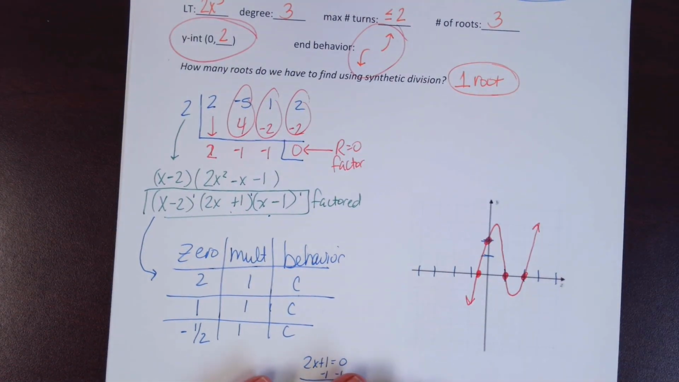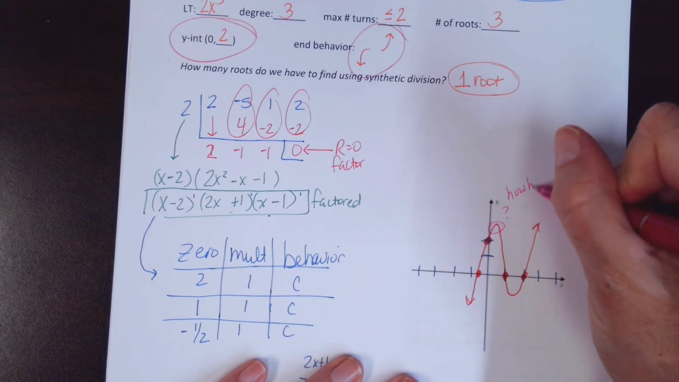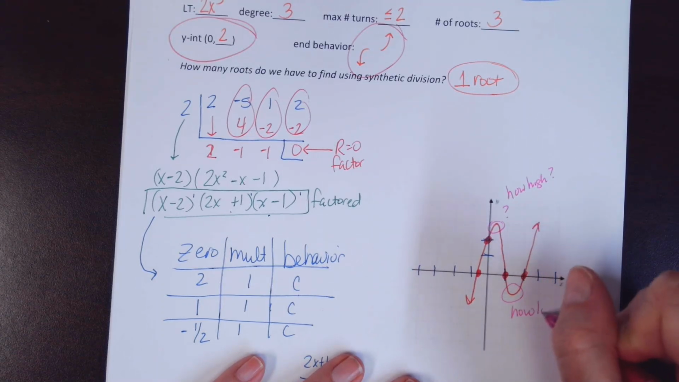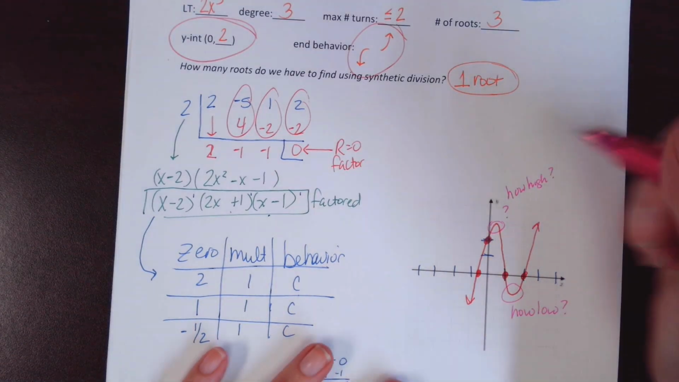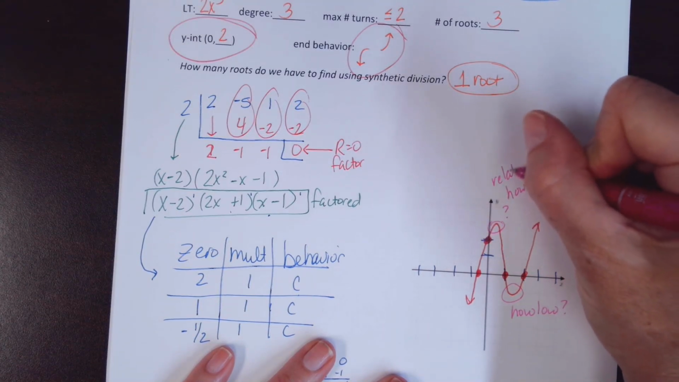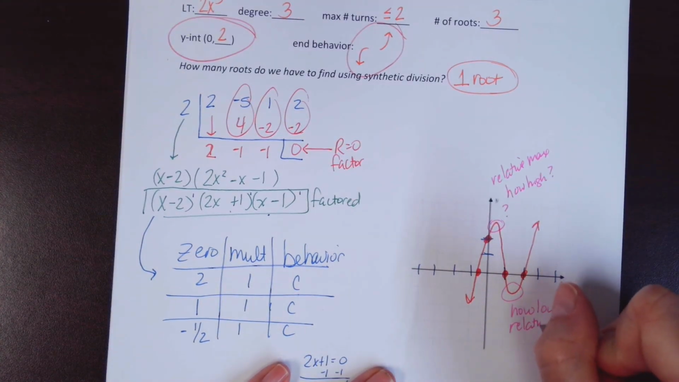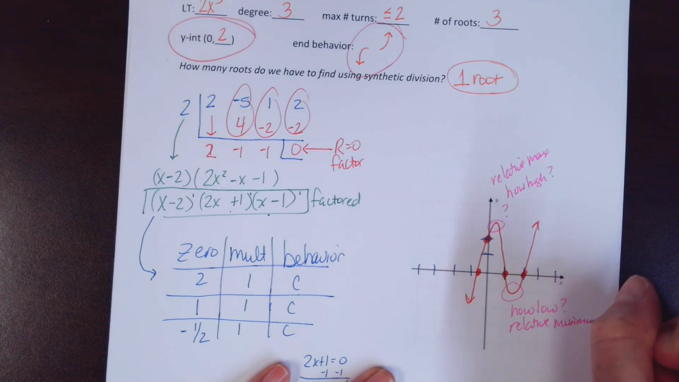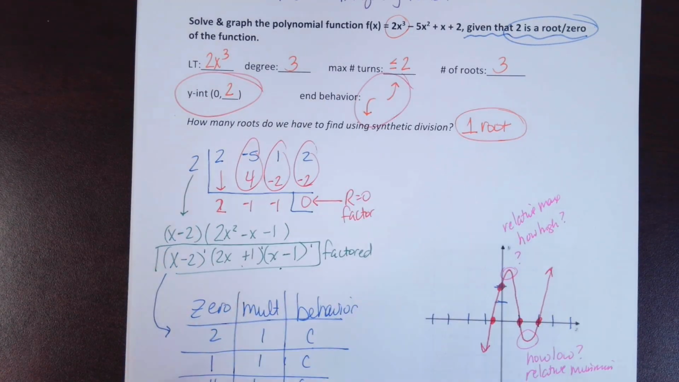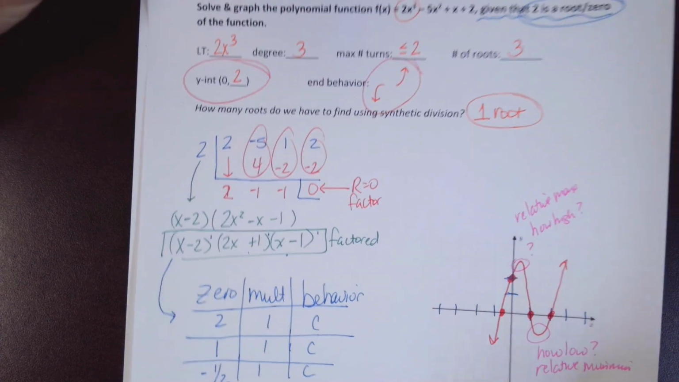What do I know and not know? I know I've got a hill here. Don't know how high. Don't care right now. I know I've got a valley here. Don't know how low. Don't care right now. This is a relative maximum. It's a hill. This is a relative minimum. It's a valley. That means I have 2 turns, which is legal according to the degree of my polynomial. All right, we have got it all put together.